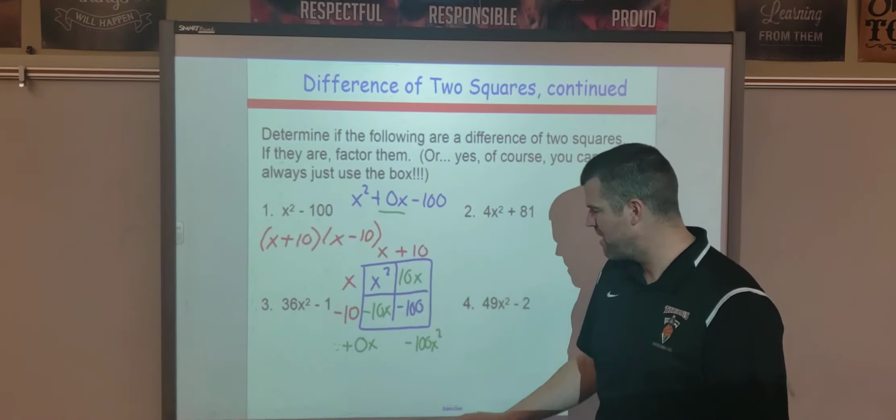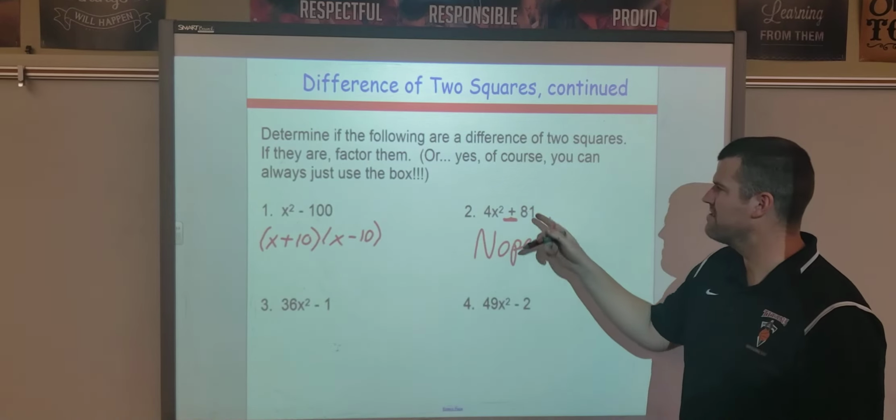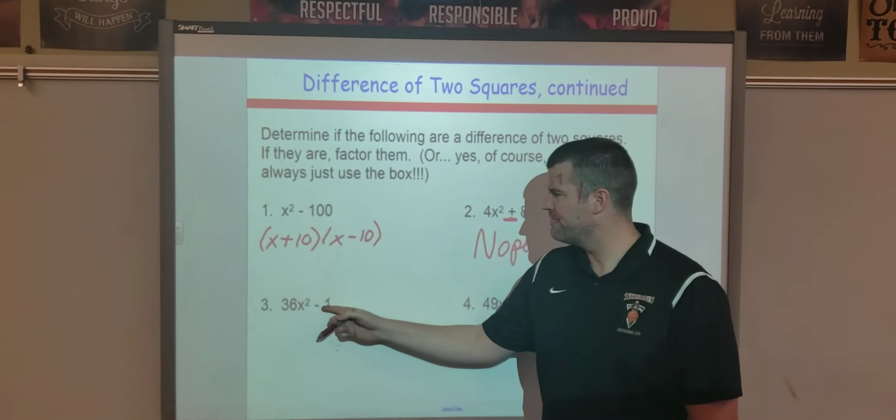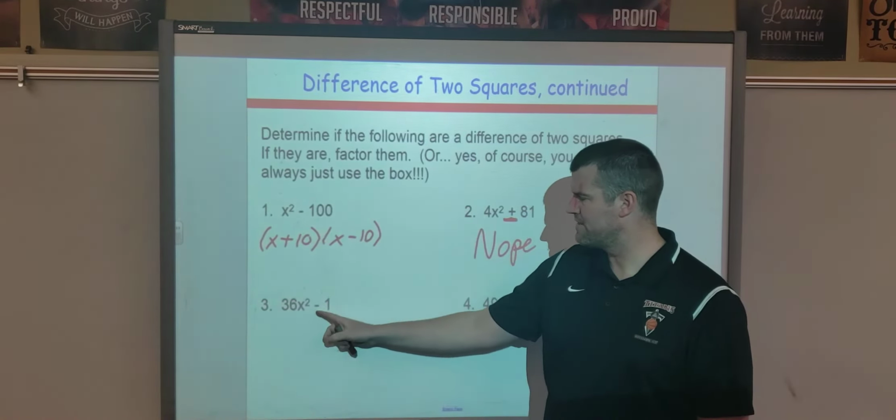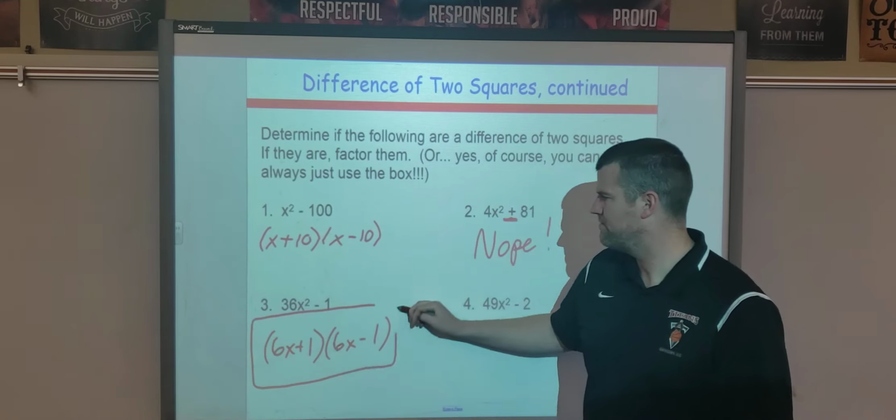So again, just kind of going through these quickly. Is this a difference? No, that's the sum, that's addition. So nope. Not a difference of two squares. We can't use the shortcut. Has to be subtraction. Is this a difference of two squares? Well, I've got difference. Square root of 36x squared is 6x. And the square root of 1 is 1. And to get the negative, I do 1 positive, 1 negative. So voila. Save ourselves some time.